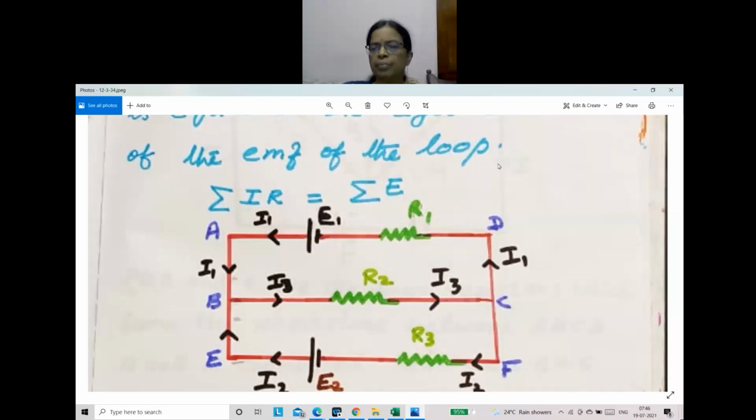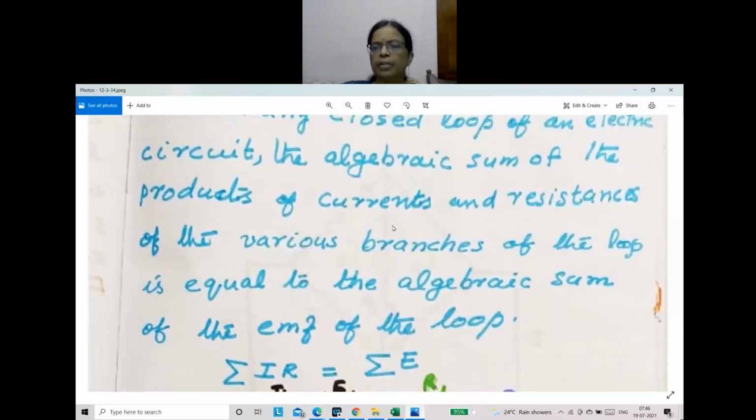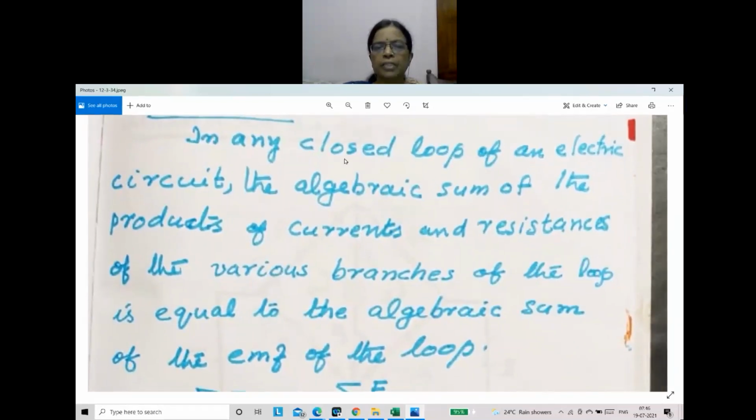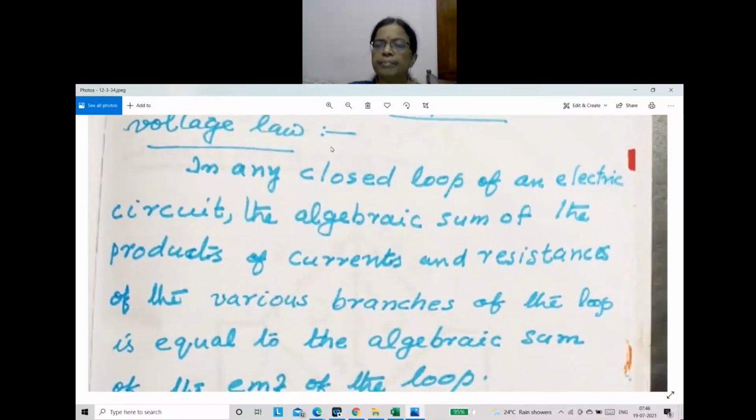That is the rule. In any closed loop of an electrical circuit, closed loop is important, the algebraic sum of the product of current and resistance of the various branches of the loop is equal to the algebraic sum of the EMF of the loop. Rituparna, what is voltage rule? Voltage rule says about voltage. Current rule tells about the current.